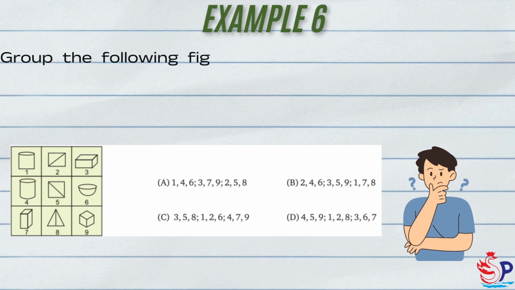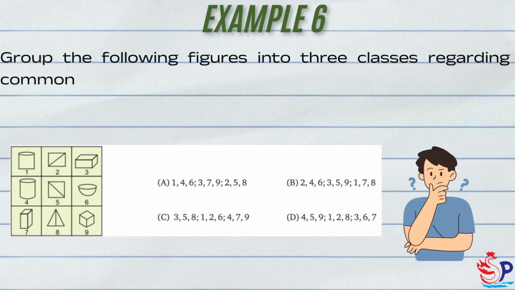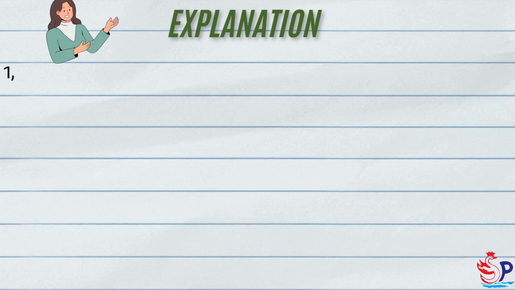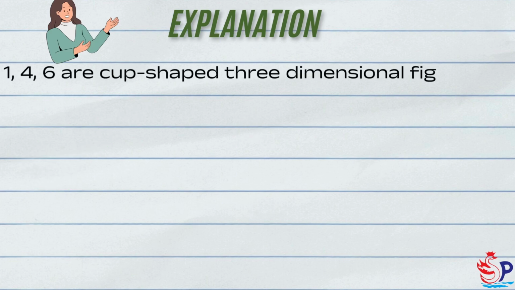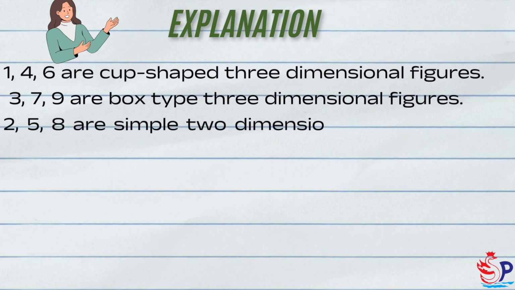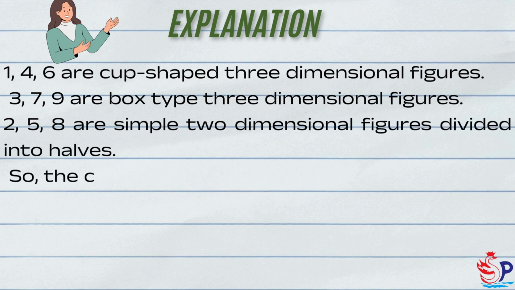Group the following figures into 3 classes regarding common properties amongst them. The right answer is A. 1, 4, 6 are cup-shaped 3-dimensional figures. 3, 7, 9 are box-type 3-dimensional figures. 2, 5, 8 are simple 2-dimensional figures divided into halves. So, the correct option is A.